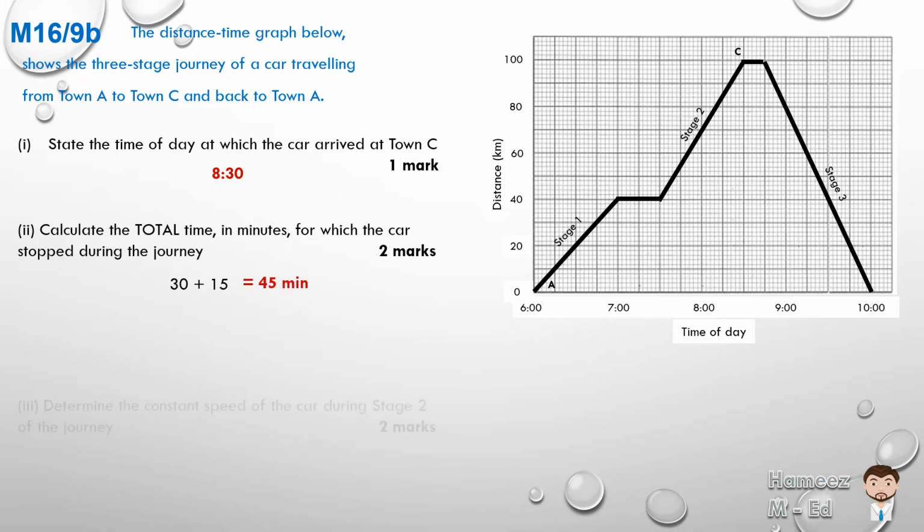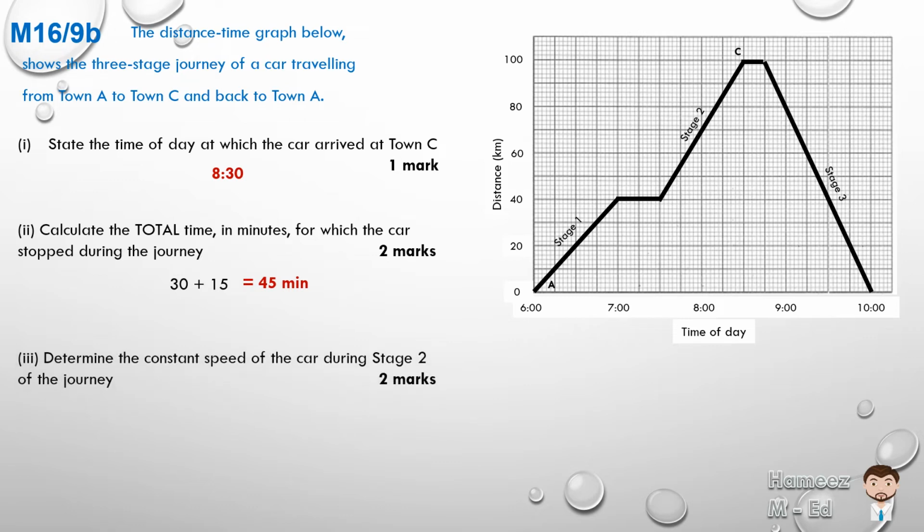Part 3. Determine the constant speed of the car during stage 2 of the journey. So if we look at stage 2, we can see the distance change from 40 kilometers away to 100 kilometers away. That took 4 units across, which was 1 hour.